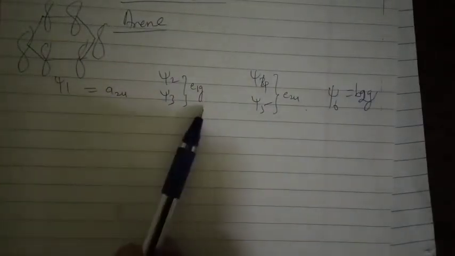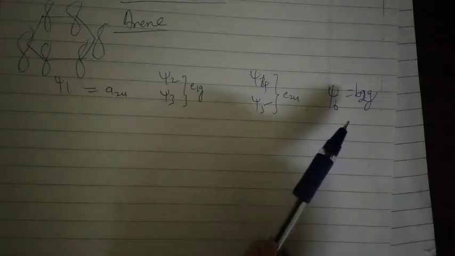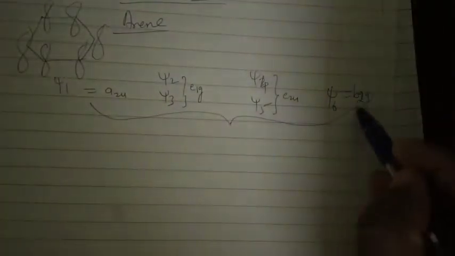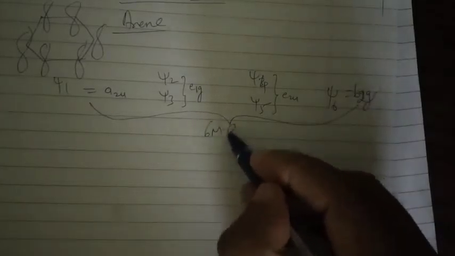So these are the different molecular orbitals of the ligand we have studied in the previous slides. So A2U, E1G, E2U, and B2G. Totally how many? You can see 1, 2, 3, 4, 5, and 6. This is from 6 carbons, so 6 molecular orbitals are going to be generated.